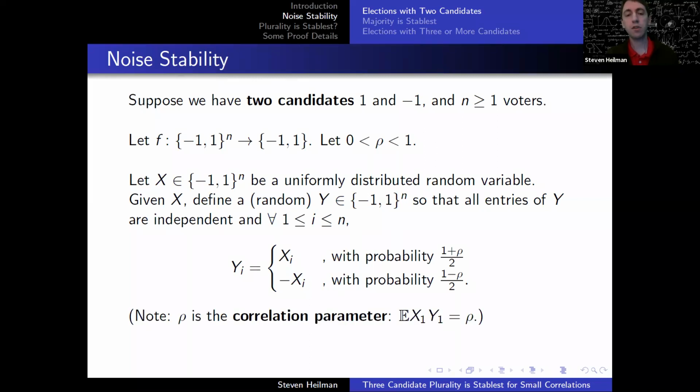And so if you just do your little calculation, x and y really are rho correlated. Well, I just wrote their covariance is rho, but we have -1, 1 valued things, so it's the same as correlation.